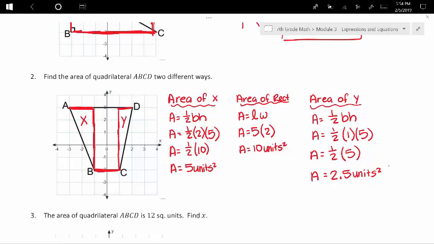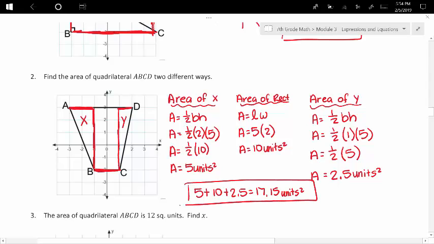So now we want the whole thing. So yes, we must add this all up. We have 5 plus 10 plus 2.5, and that equals 17.5 units squared. Okay, so there you go.